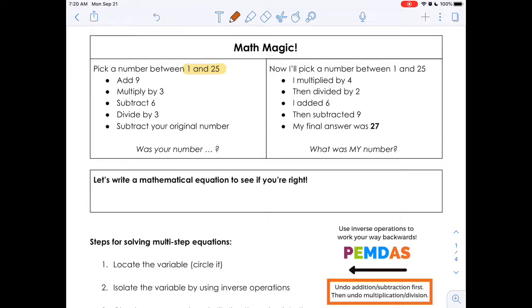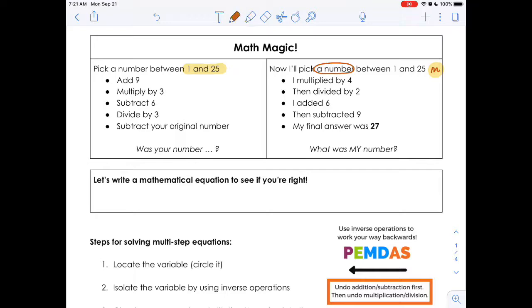All right, so let's write a mathematical equation to see if you're right. Let's check and see if we can figure out what my number was. So let's go back to the directions over here. It says I'm going to pick a number between 1 and 25. I just told you I'm picking a number. Right now you have a guess of what that number is, but we don't know for sure. So in mathematics, the way that we represent a number that we're not sure what it is is with a variable. So since I'm Mrs. Montgomery, my number will be M. So we'll call it M, my unknown number that I started with.